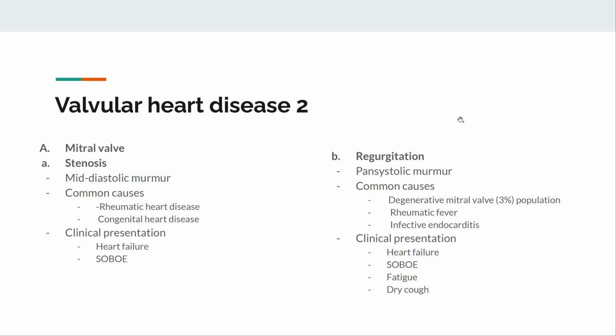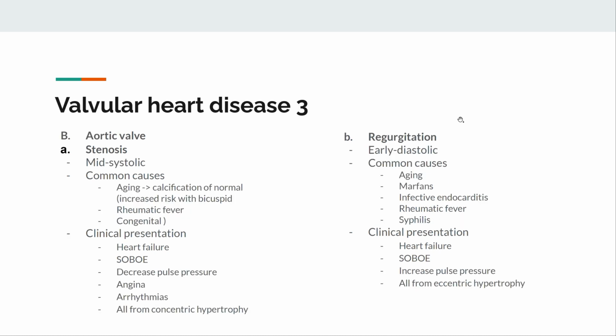It also can be caused by rheumatic fever and infective endocarditis, with the mitral valve being one of the most commonly hit with both of those diseases. In terms of clinical presentation, as I mentioned, you can have shortness of breath on exertion, so SOBOE. You can have fatigue, a dry cough, and of course, you can present with symptoms and signs of heart failure.